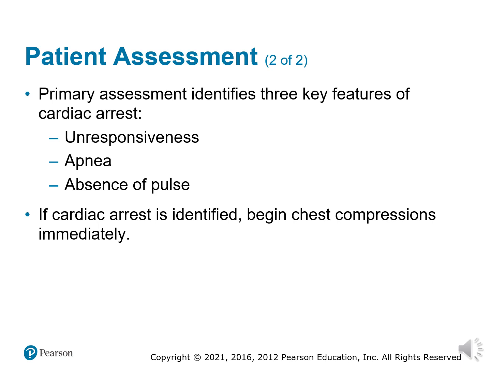So during the primary assessment, we need to identify the key 3 features of cardiac arrest. The first one is unresponsiveness. Is that patient unresponsive? If so, are they breathing? That's when you're going to go into apnea. Apnea is the absence of breathing or not breathing at all. And then do they have an absence of their pulse? If that is the case, if cardiac arrest is identified because of these key 3 features, then you want to begin chest compressions immediately.